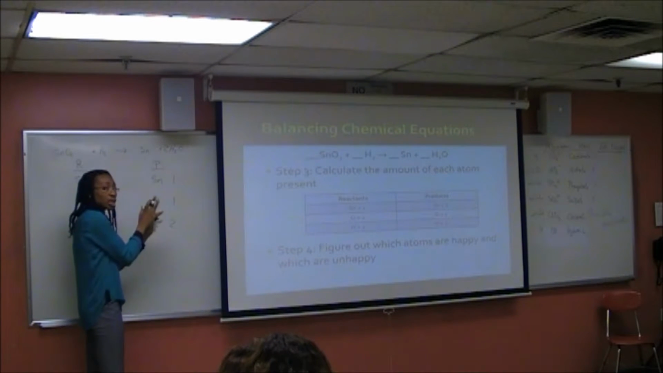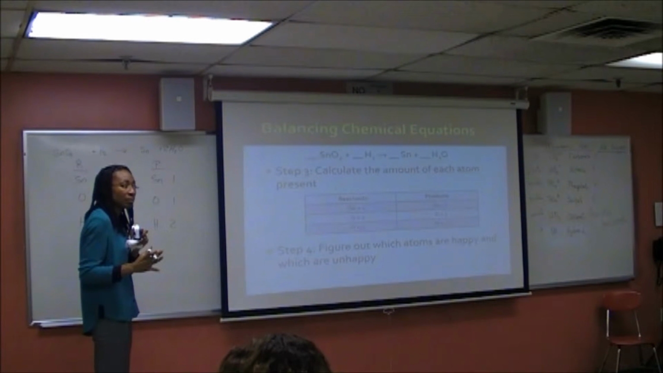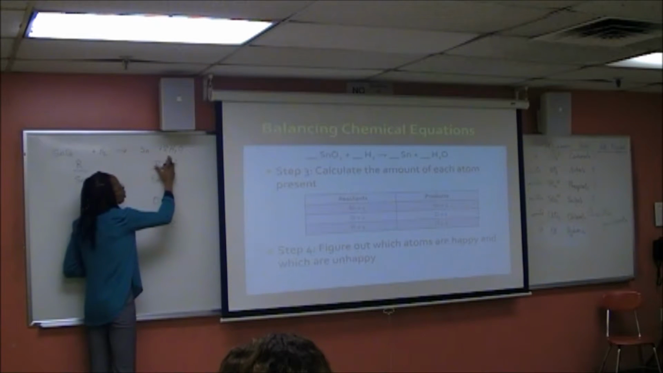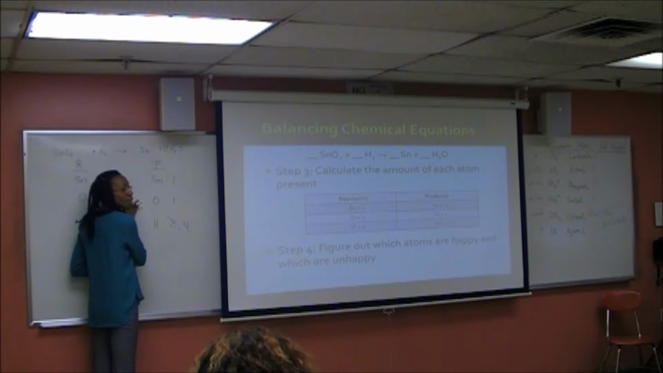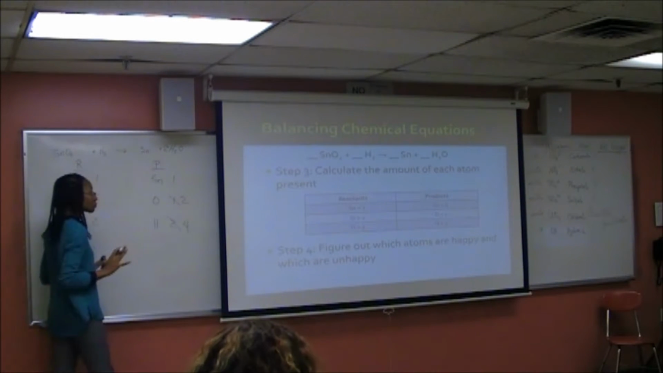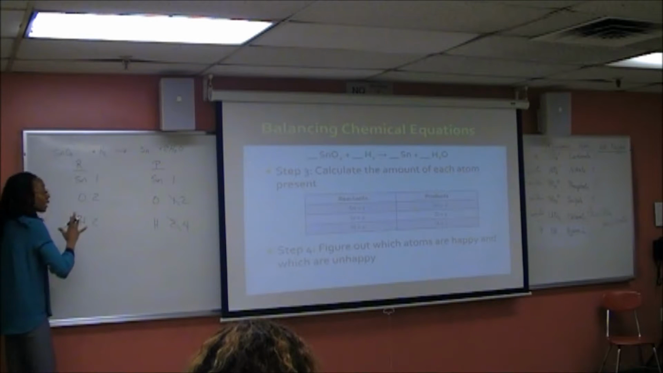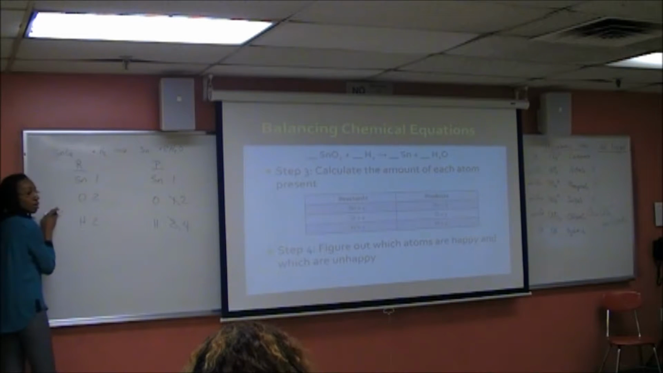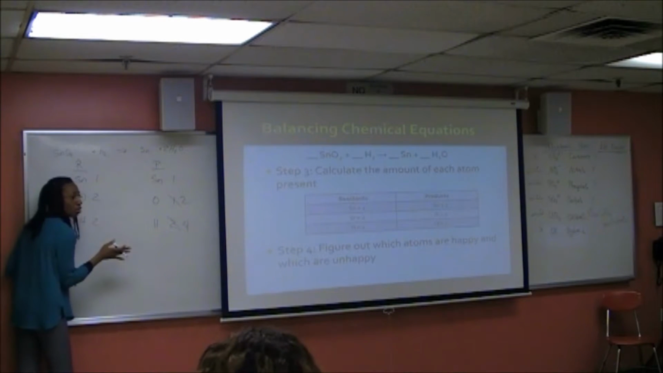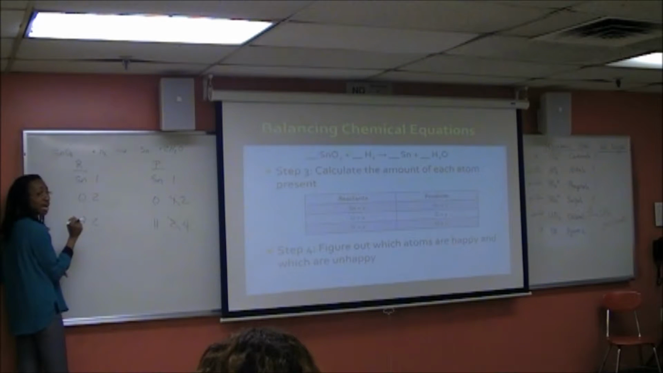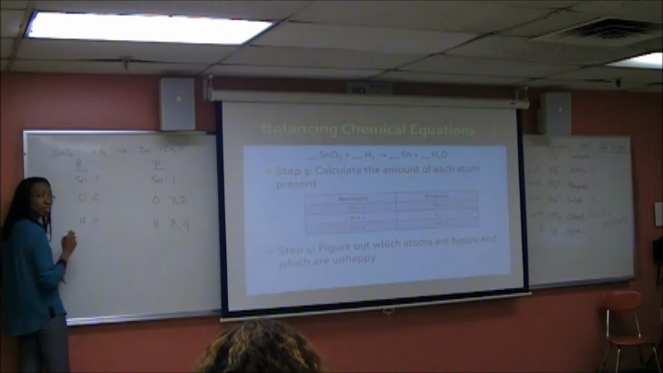So you make it 2 here, you now have to readjust everybody. Okay? Now your coefficient is going to multiply by your subscript. So now how many hydrogens do you have now? 4. Cross that out, you put 4. How many oxygens do you have? 2. Cross that out, you put 2. So now, we need to reevaluate everybody again. Your oxygens are now happy, but your hydrogens are not. So you're going to put 2 where? On the reactant side where? Before H2. Thank you.